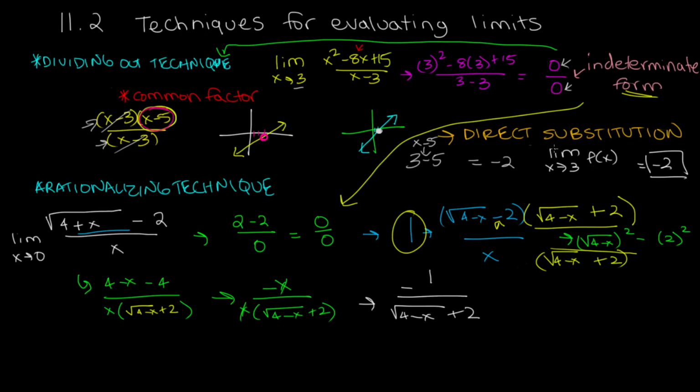And now we can be sure that we're not going to get this indeterminate form again, because on the numerator we're going to have negative 1 no matter what. We're never going to have this 0. So if we try direct substitution now, substituting 0, we get negative 1 over the root of 4 minus 0. The root of 4 is 2, plus 2, which is equal to negative 1 over 4.